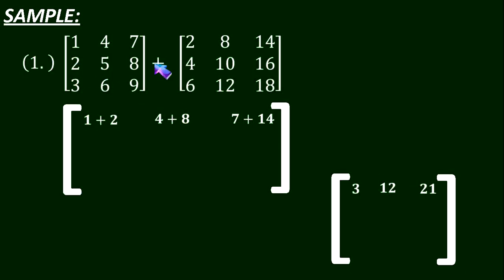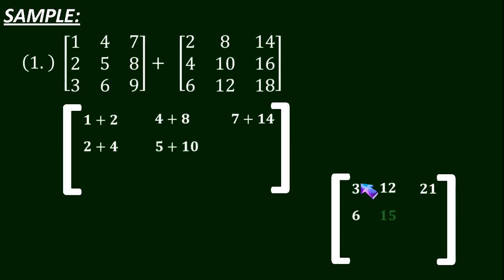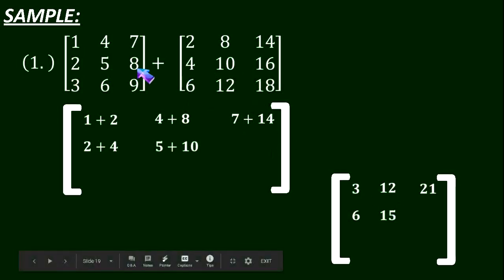So let us go to the second row. Second row, first column, you have to add the second row of the first column of the other matrix. So we have 2 plus 4, that is equal to 6. Then 5 plus 10, that is equal to 15. Then 8 plus 16, that is equal to 24.